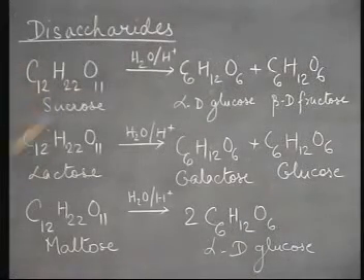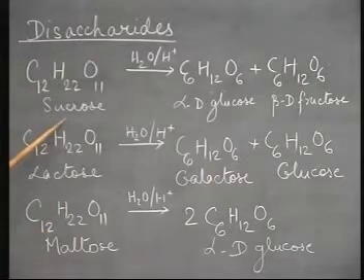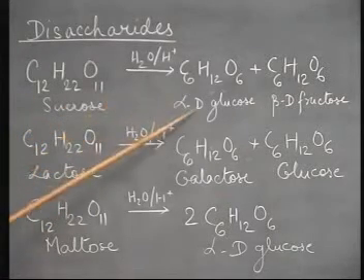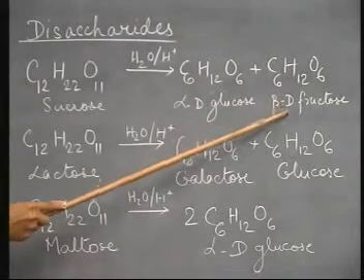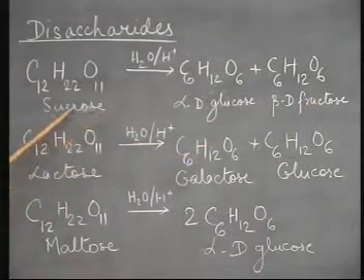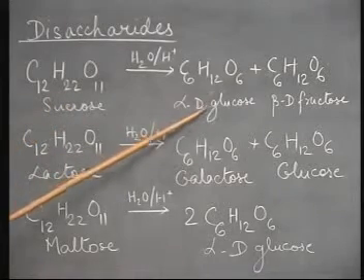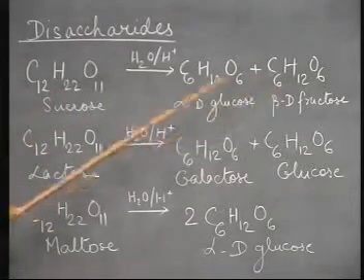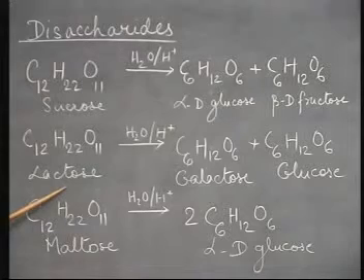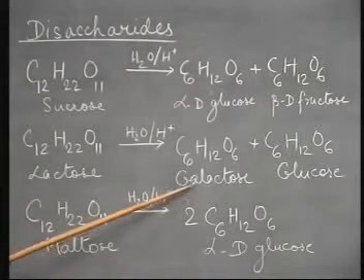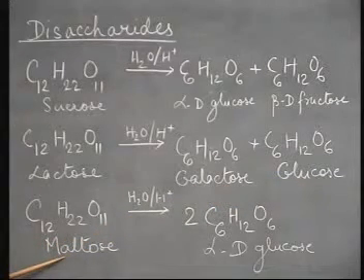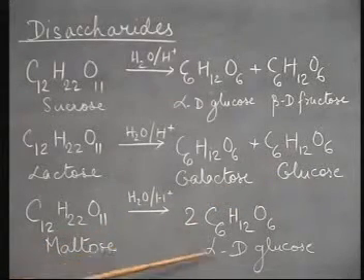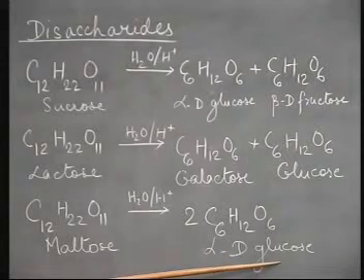Here are some examples of disaccharides. Sucrose is made up of 1 unit of glucose and 1 unit of beta D fructose. Therefore, on hydrolysis, it will break down to give you these 2 monosaccharides. Lactose, again a disaccharide, is made up of galactose and glucose. Maltose is made up of 2 units of alpha D glucose.